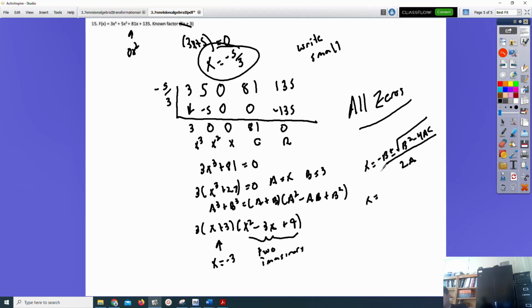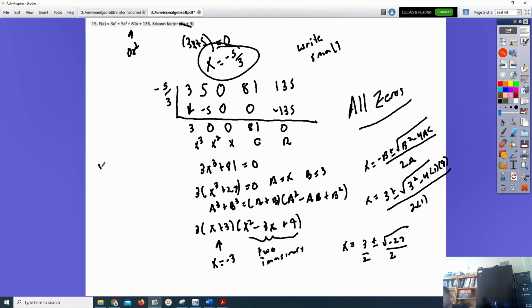So if I'm an opposite B, I'm going to be a positive 3. If I'm going to square a number, I don't care about its sign. A is 1. C is 9. And it's all sitting pretty over twice A. Twice a 1. All right. I got a 3 plus or minus inside that radical is 9 minus 36, which is 27, and it is negative. Both pieces over a 2, because 2 times 1 is 2.